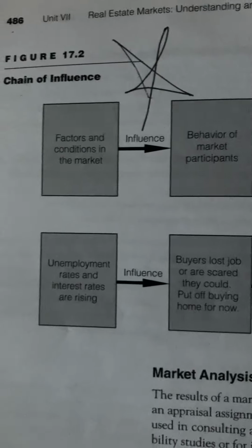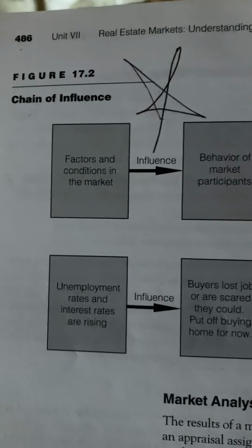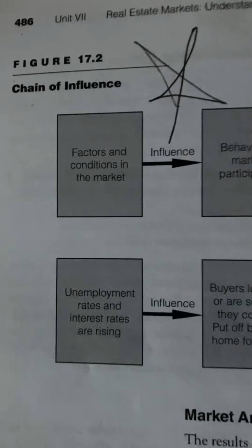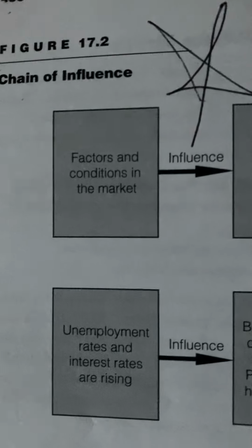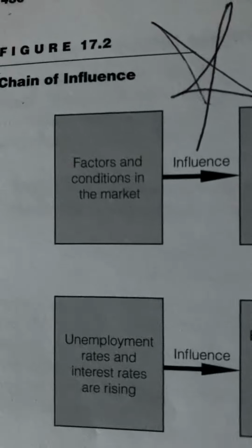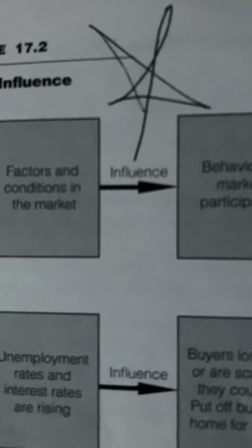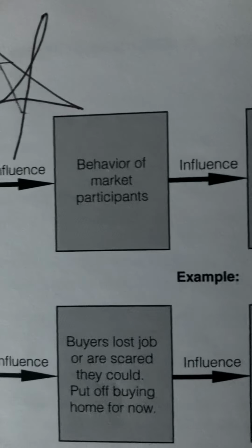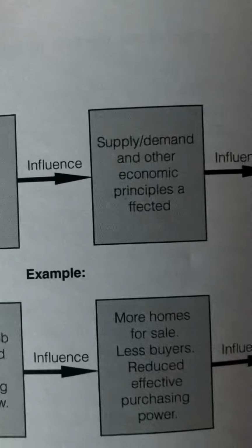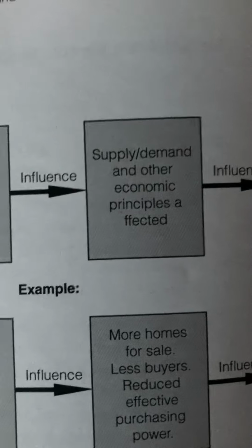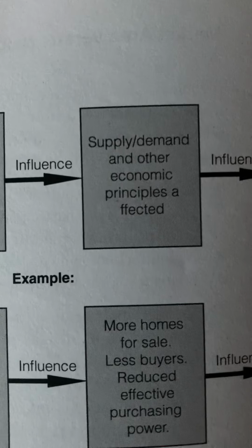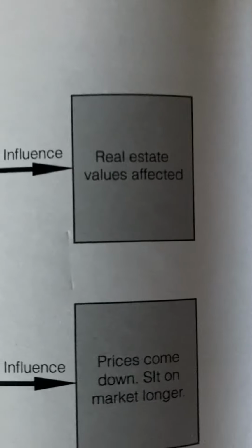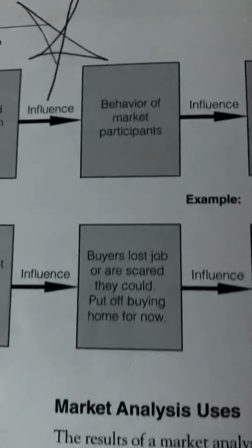Basic Appraisal Principles, page 486. Figure 17.2, the chain of influence. It shows here it starts with factors and conditions in the market that influence the behavior of market participants, that influences supply and demand and other economic principles affected, that influence real estate values affected.